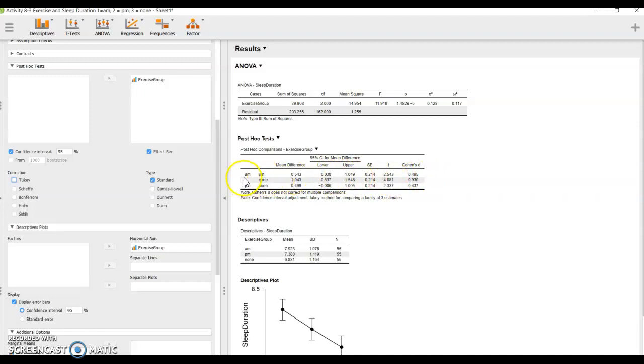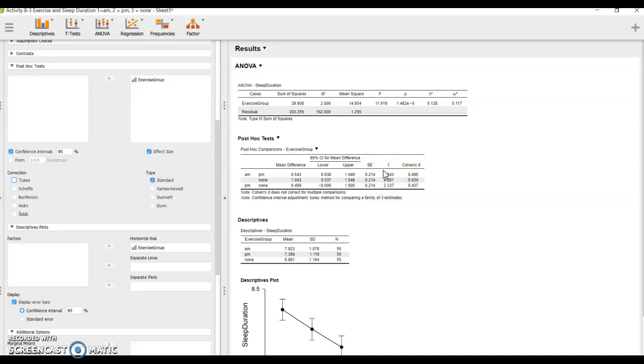Right? For comparing morning to no exercise, the difference was 1.04 hours with an effect size of 0.93, which is a very large effect. And then we have the nighttime PM exercisers compared to the no exercisers. They get a difference of 0.499 hours with an effect size of 0.4, right? A modest effect there. Now you note that we have t-values for these comparisons, but no p-values.